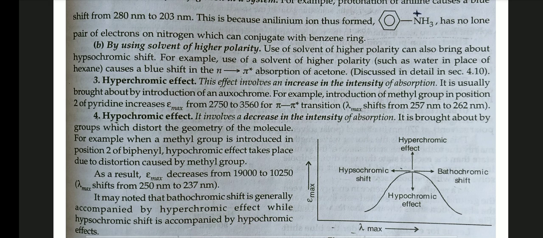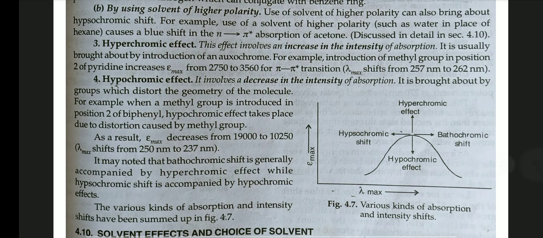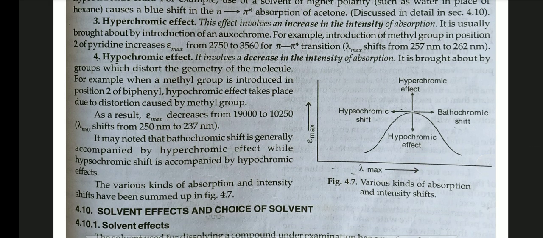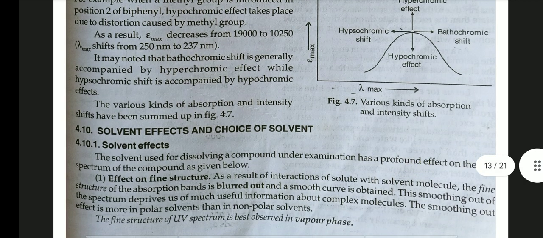For example, when a methyl group is introduced in position 2 of biphenyl, hypochromic effect takes place due to distortion caused by the methyl group. As a result, Emax decreases from 19000 to 10250. It may be noted that the bathochromic shift is generally accompanied by hyperchromic effect, while hypsochromic shift is accompanied by hypochromic effect. The various kinds of absorption and intensity shifts have been summed up in figure 4.7.